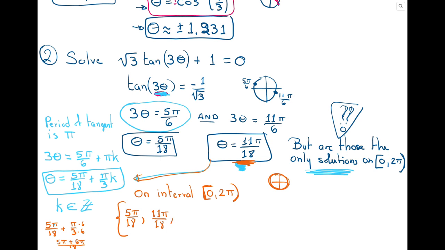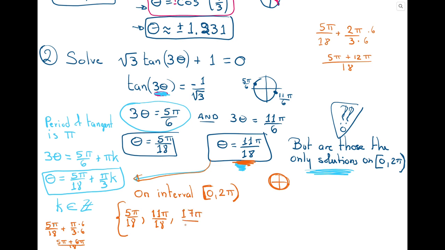So when k is 2, what happens? Well, we're going to have 5 pi over 18 plus 2 pi over 3, since pi times 2 over 3 is 2 pi over 3. And I still need a common denominator, so multiply by 6. So that would be 5 pi plus 12 pi all over 18. So that would be 17 pi over 18. So that's your next one.